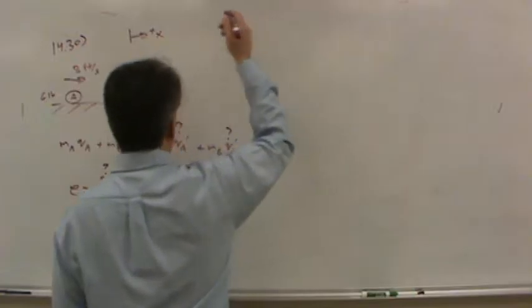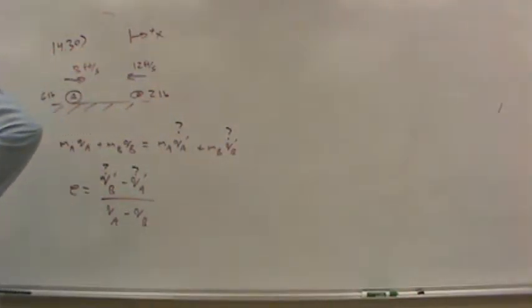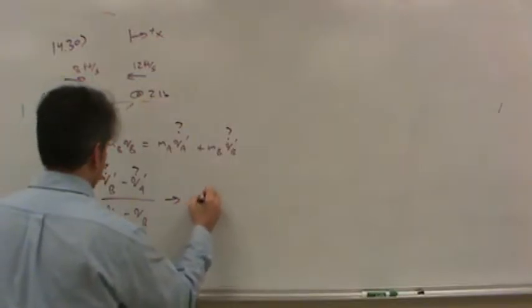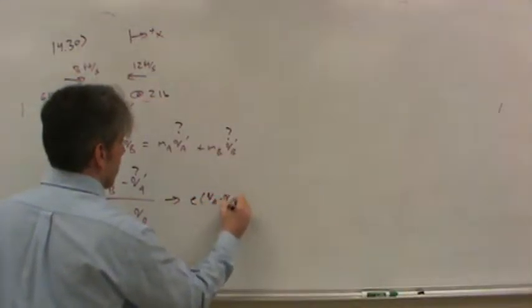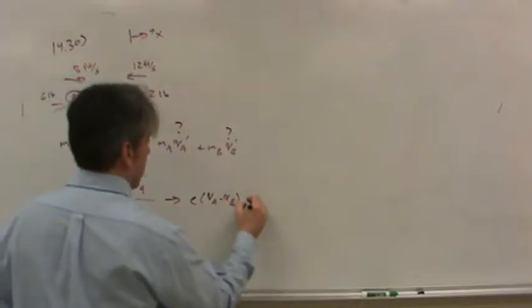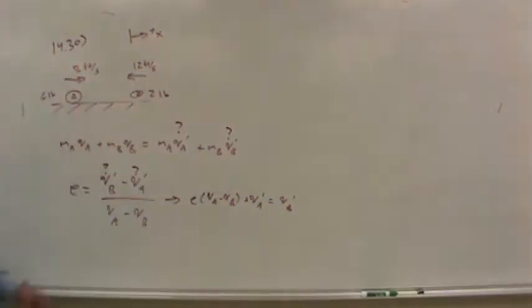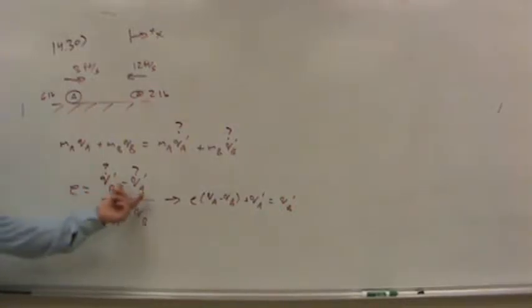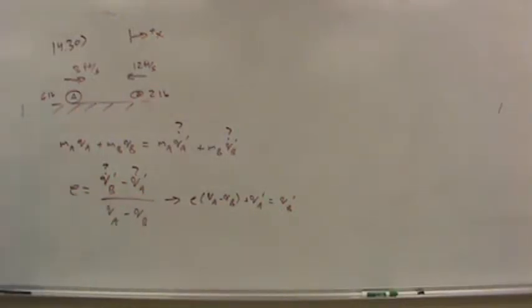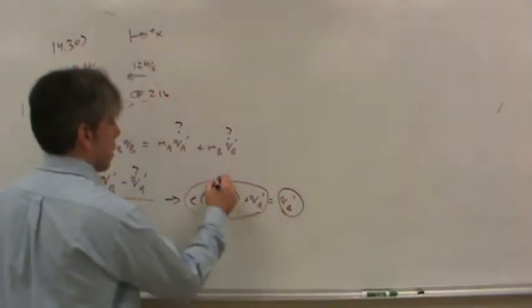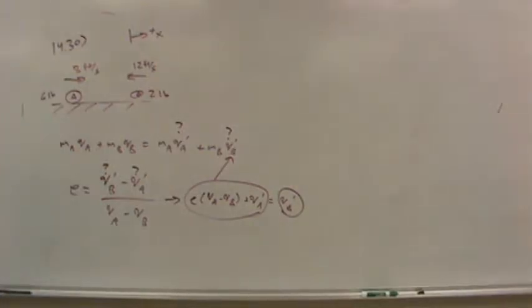So let's see, probably the easiest way to do this, if we rearrange this equation, we can then plug it in and solve. So we'd have E(VA minus VB) plus VA prime equals VB prime. All I did was multiply the denominator on both sides and then move VA prime to the other side. And that way, since this is VB prime, I can plug this in for the velocity of B after impact.